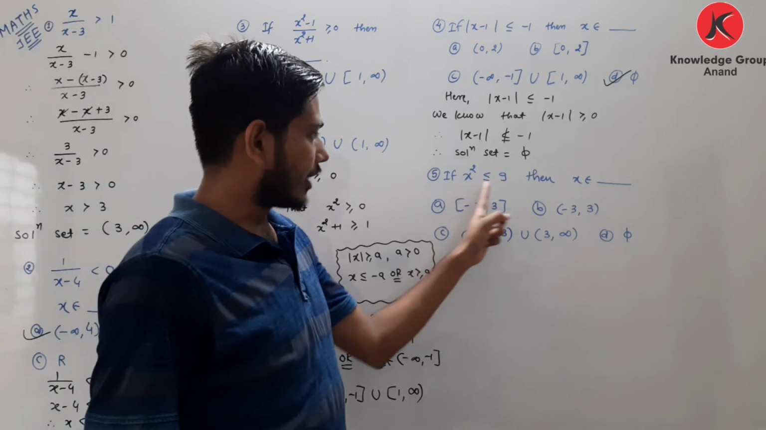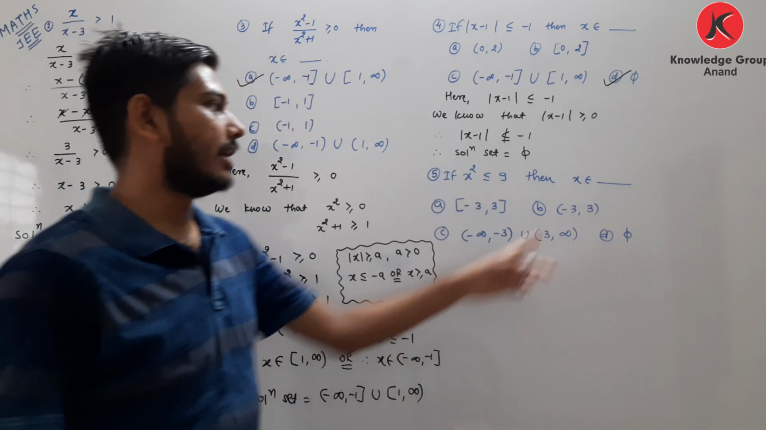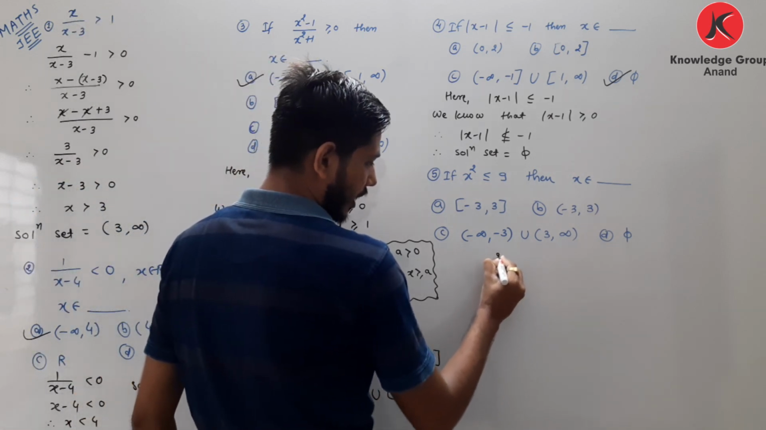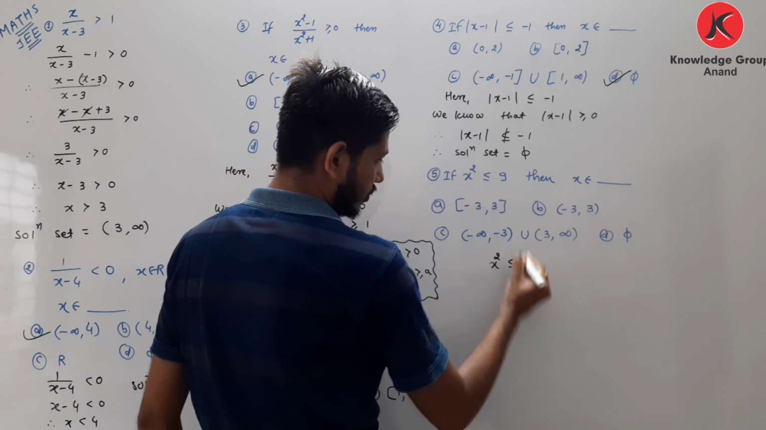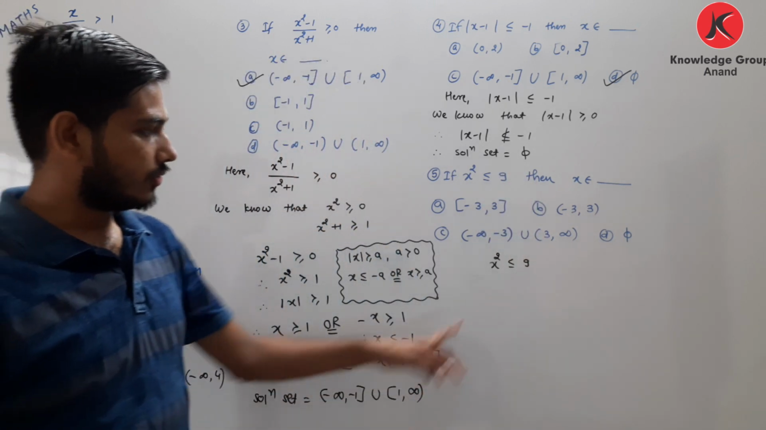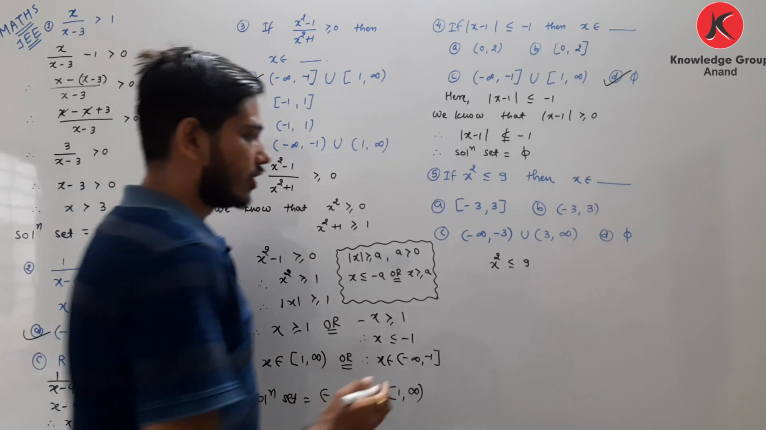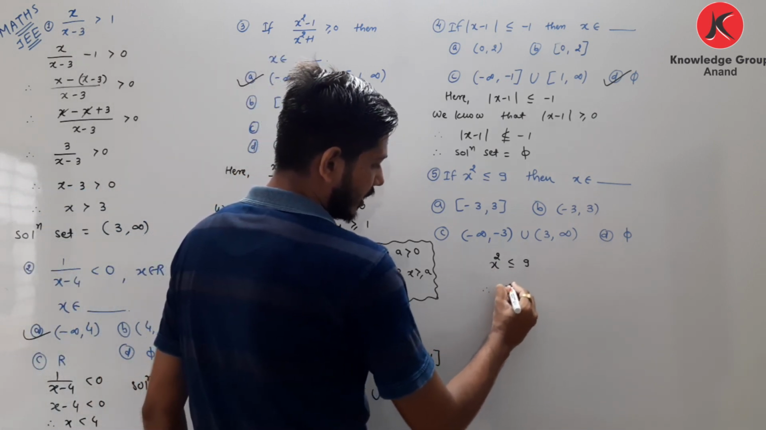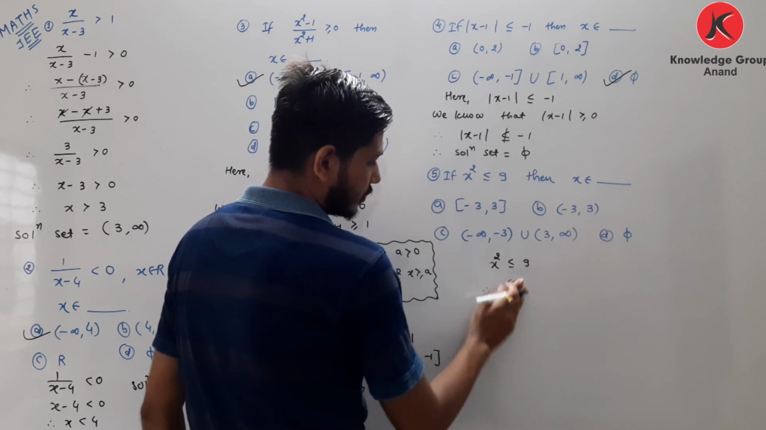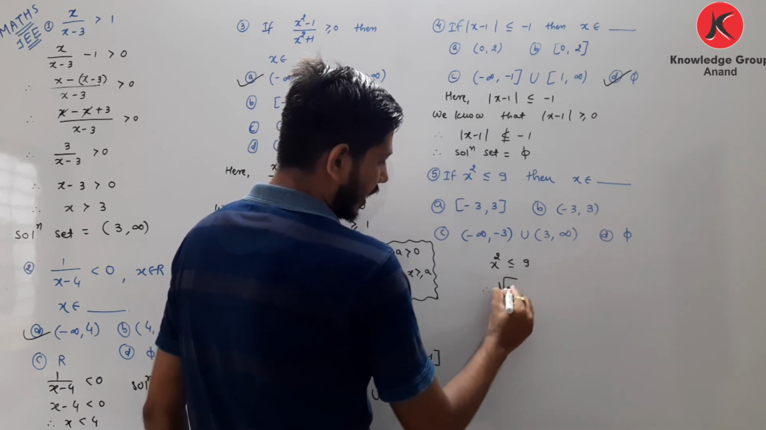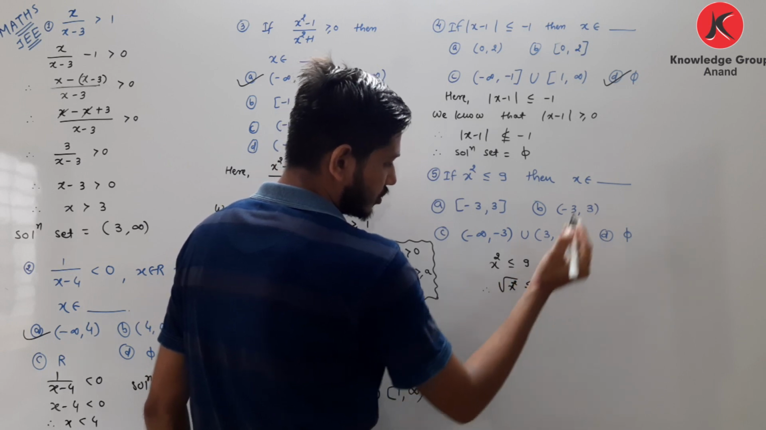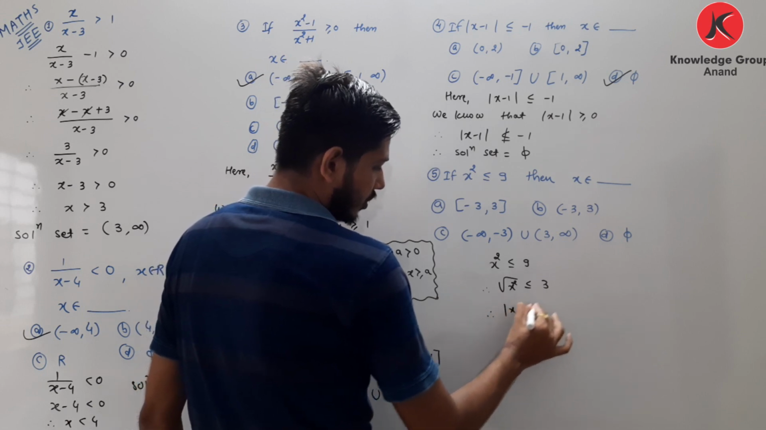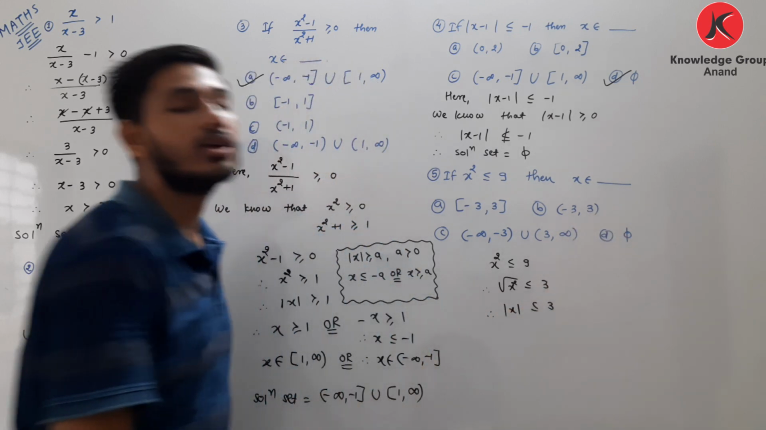Next, x square less than equals to 9, then x belongs to blank. So here it is given that x square less than equals to 9. Okay. Now we can take modulus on both the sides, or we can take square root on both the sides. Therefore, I will get under root of x square is less than equals to 3. Therefore, modulus x is less than equals to 3.